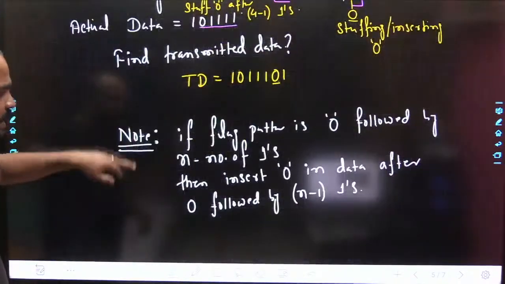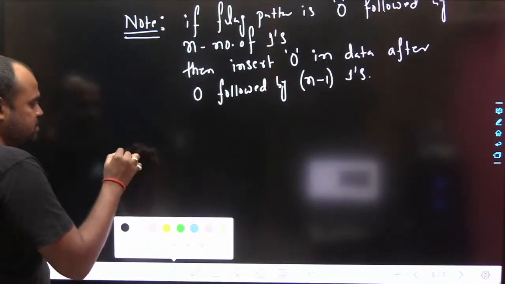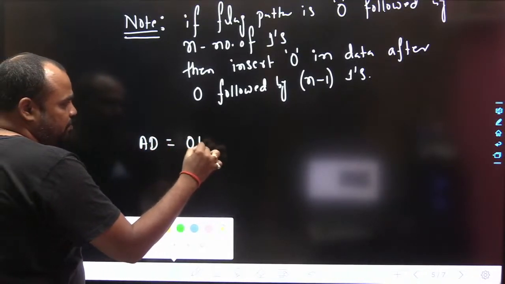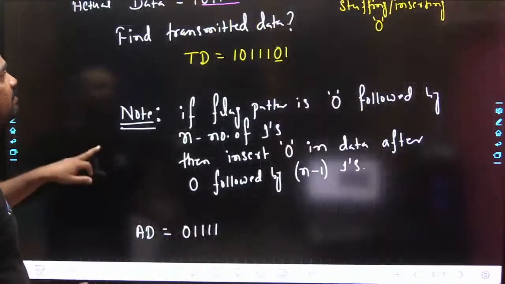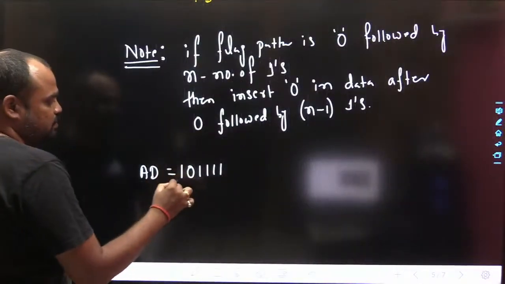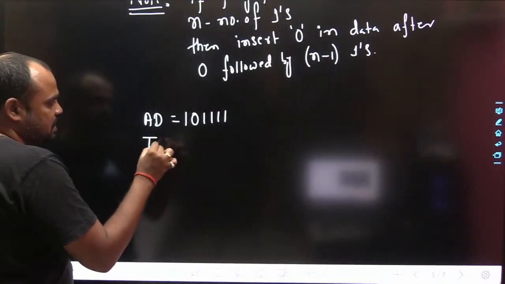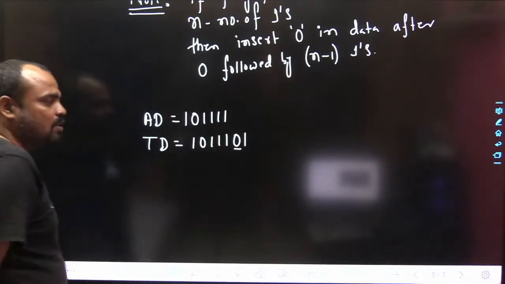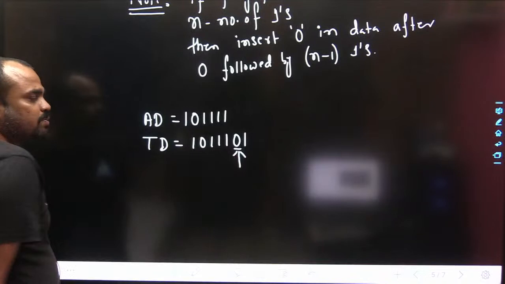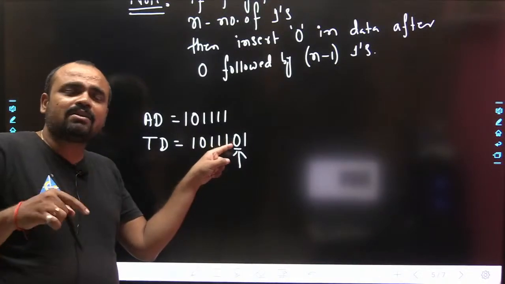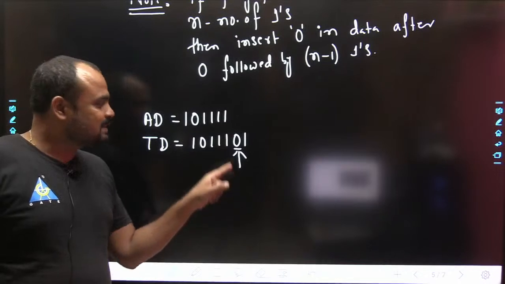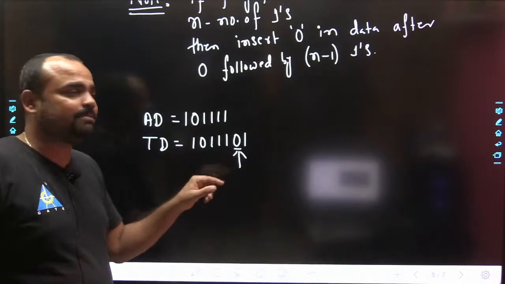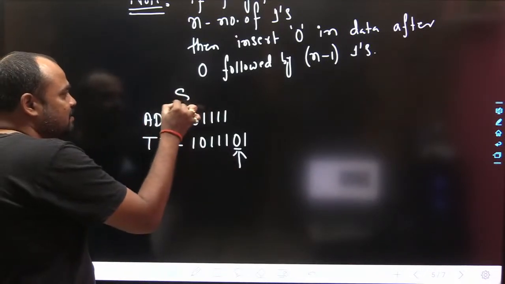Suppose in this situation the actual data is 0 followed by 4 number of ones. What we have considered: 1 0 1 0 and 4 number of ones. So in this situation, the transmitted data will become 1 0 1 1 1 and then 0 1. Of course, this is the stuffed bit. So my dear friends, is this bit a part of the communicating bits? No. This bit that the sender has stuffed is not a part of the communicating bits, and these things are happening at the sender side.